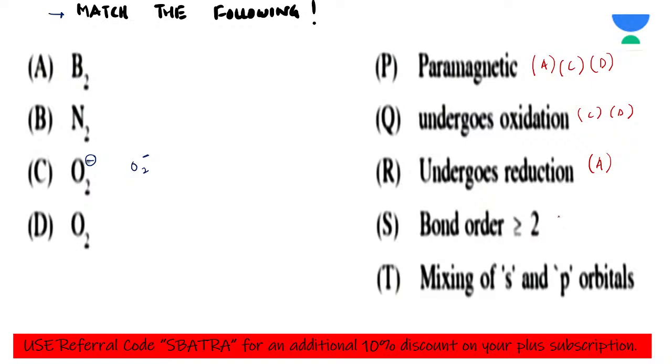Okay, we know the bond order of O2 is 2. What next we have to see? The bond order of nitrogen is 3. Okay, so we can write B over here. Fine. So that's how we can write D and B options over here.